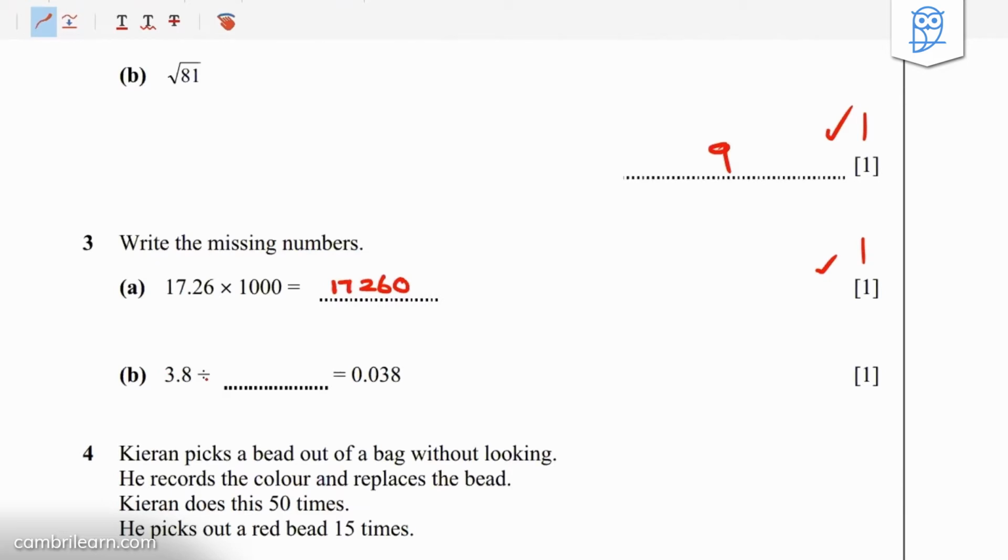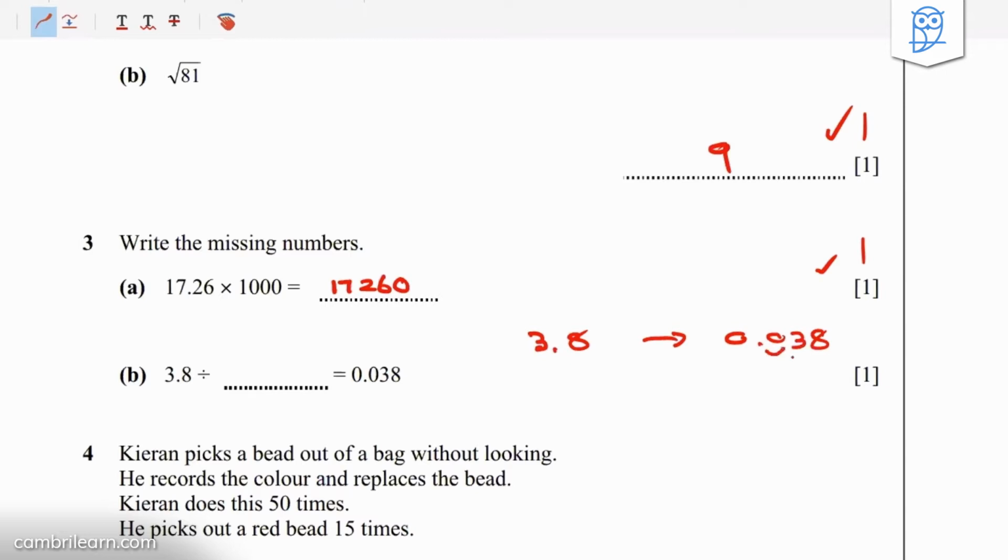Next one, 3.8 divided by a certain number gives me 0.038. Okay, so we have to be careful. We are going to divide by something, and we have to get the answer 0.038. That means that we have to look at how many times the decimal point has moved. So from 3.8, let me just quickly do this, we have to go to 0.038.